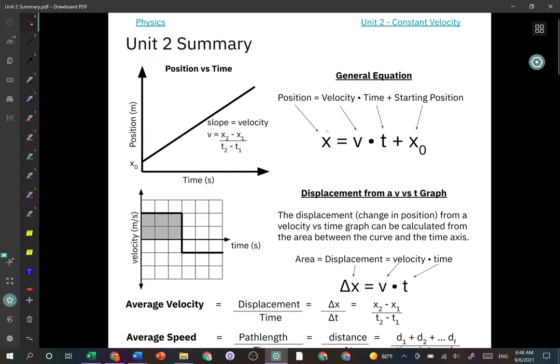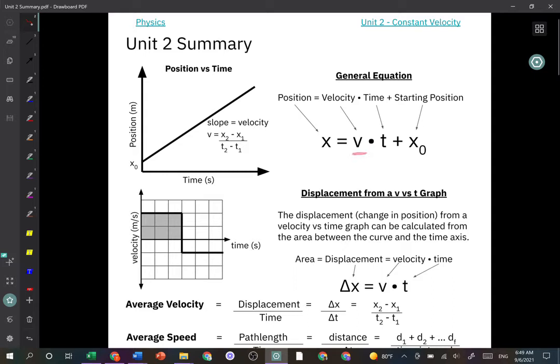A lowercase x represents horizontal position. A lowercase v represents velocity. A lowercase t represents time. And for the starting position, we have the lowercase x to represent our position. And that 0 to the bottom right indicates it's the position at time 0, or our starting position.